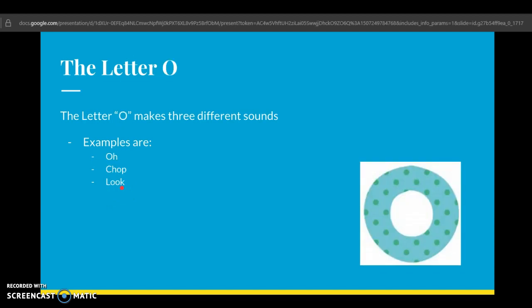The next letter is O. The different examples I have here for the sounds of letter O is O, where it just sounds like the letter O. Then I have chop, where it sounds like aw, chop. Then I have the word look, where it sounds like look.